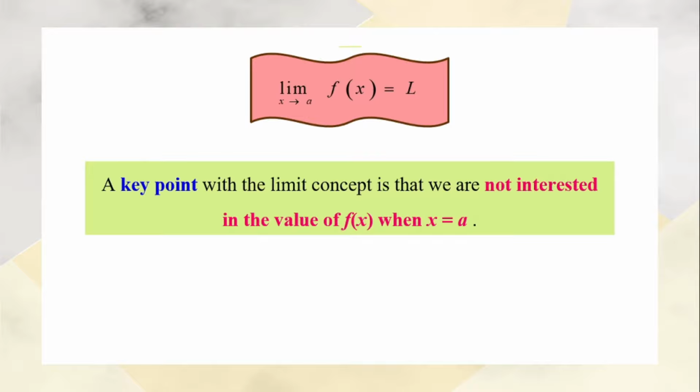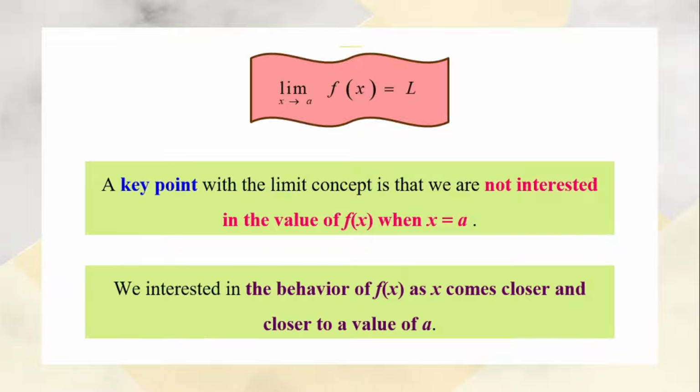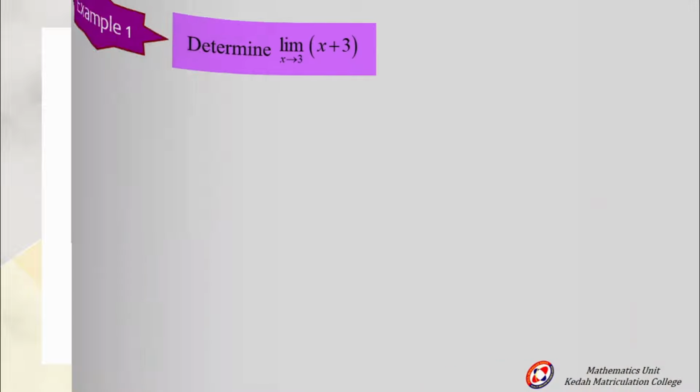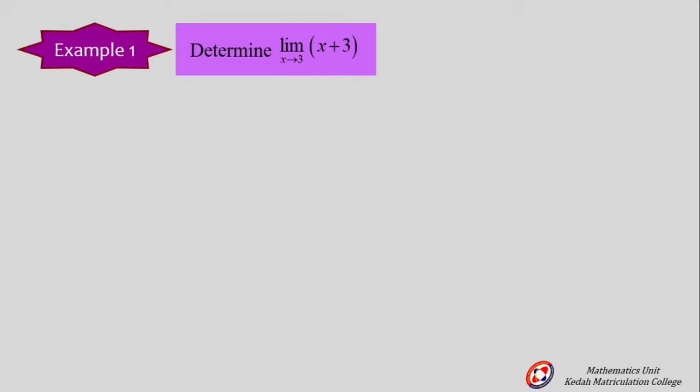A key point with the limit concept is that we are not interested in the value of f(x) when x equals a, but we are interested in the behavior of f(x) as x comes closer and closer to a value of a. This definition will be explained more clearly in the first example. Example 1. Determine the limit of x plus 3 as x approaches 3.